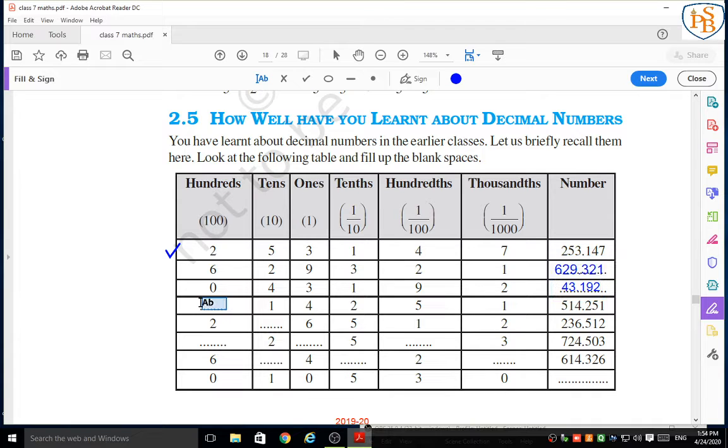Exactly correct. Look at here. The number is 514.251. So which number is at the tenths place, hundredths place? Absolutely correct. It is 5. Which number will come here? The number is 236.512. Look at here. Before the decimal point, it is the ones place, tens place and hundreds place, but after the point it is known as the tenths place, hundredths place and thousandths place. So which number will come here? Exactly correct, it is 3.